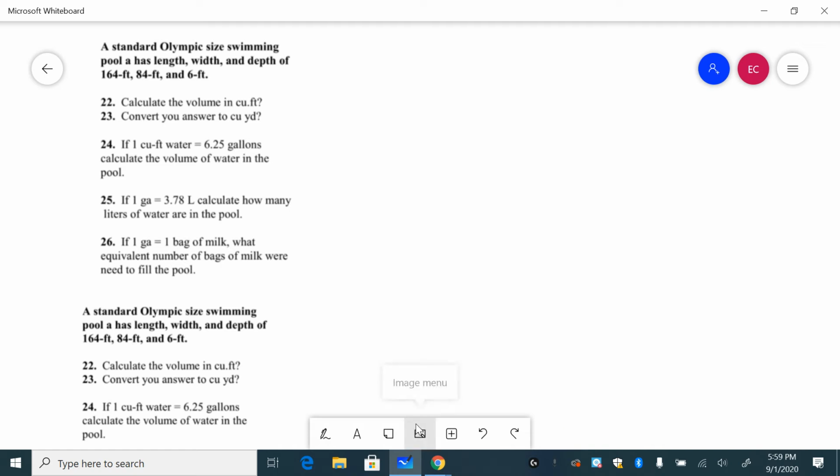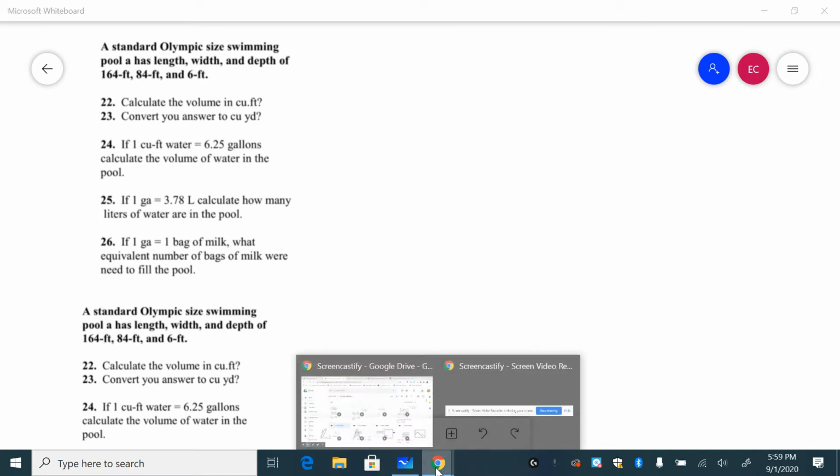Okay, so we've got here an Olympic swimming pool with length, width, and depth of 164 by 84 by 6 feet. So they're all the same units. Perfect. Calculate the volume. So if you don't remember how to calculate the volume, this is basically a rectangular prism.